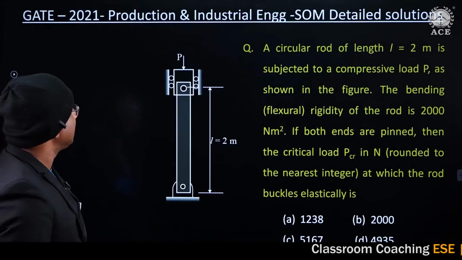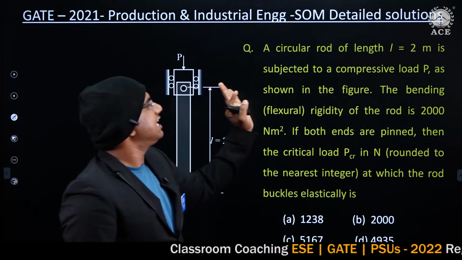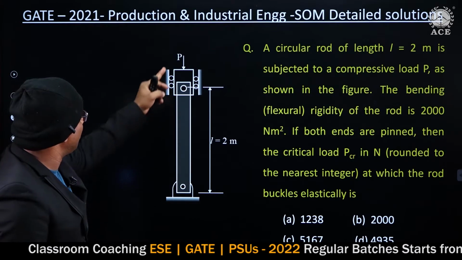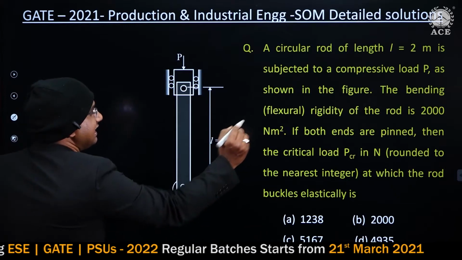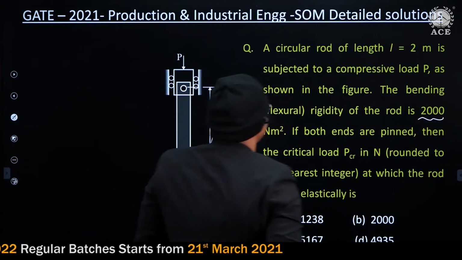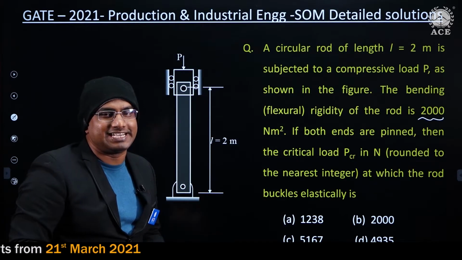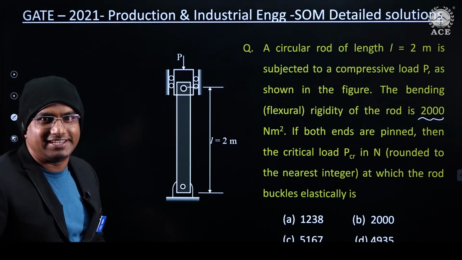Next, coming to the next question. Pretty straightforward question. A circular rod of length L is subjected to a compressive load P. The flexural rigidity is clearly given, that EI equal to 2000. If both ends are pinned, then the critical load will be how much? It is indirectly asking what is the critical load in this column.